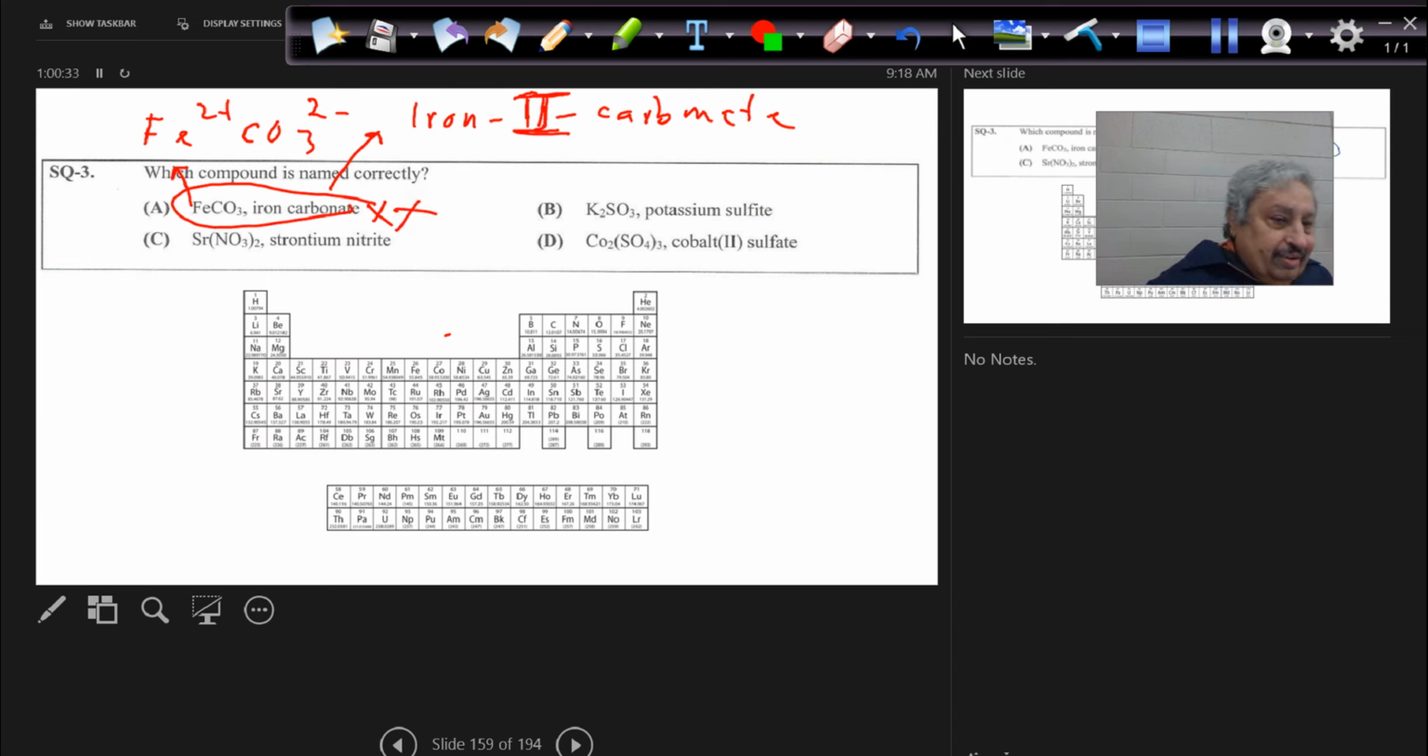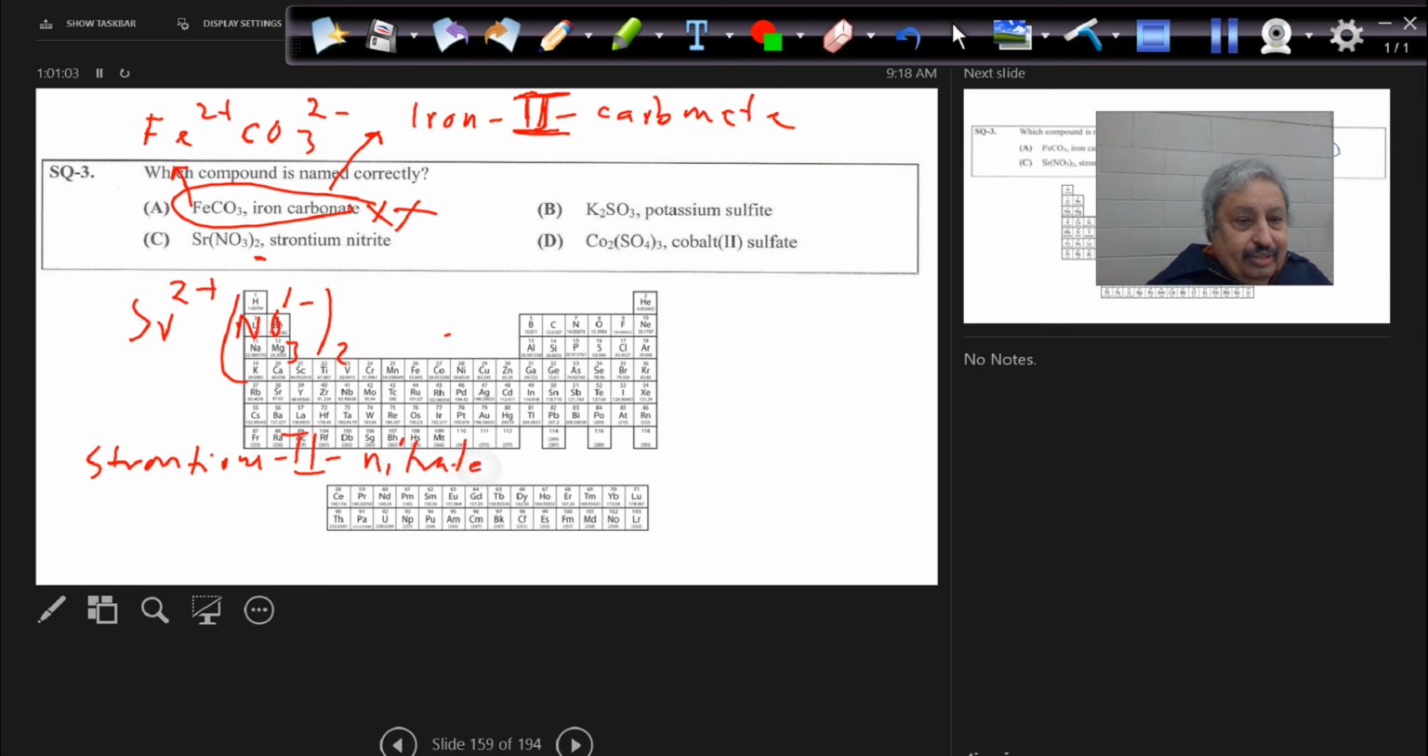How about this one here? Strontium is, the 2 came from strontium 2 plus, and the nitrate is 1 negative, but 2 of them here. So this one will be what? Strontium, correct? As they say here. Again, the 2 is missing, the Roman 2, and then this is nitrate. So this one is not correct. The Roman number is missing.